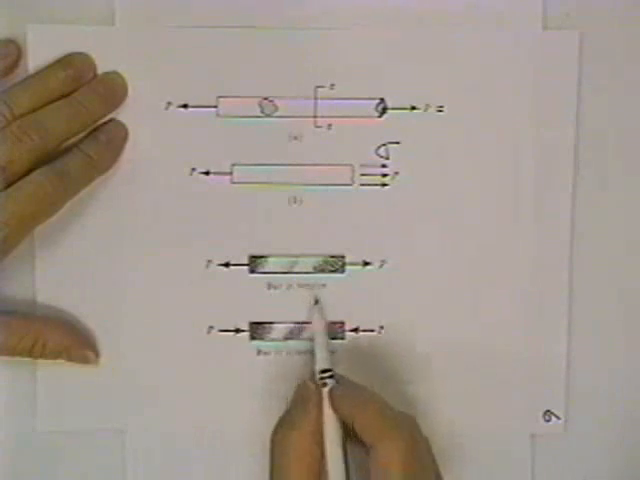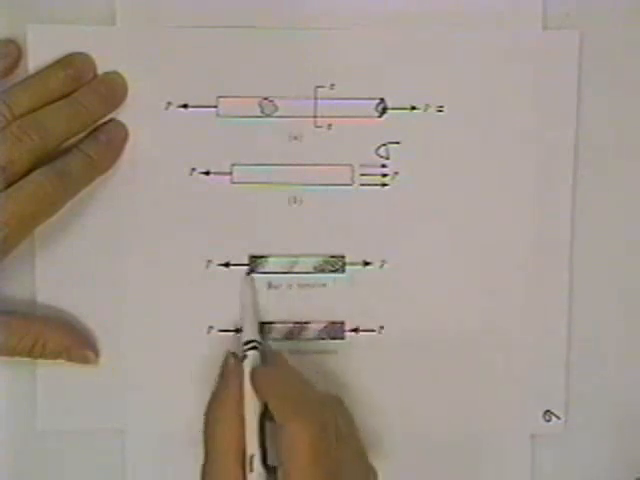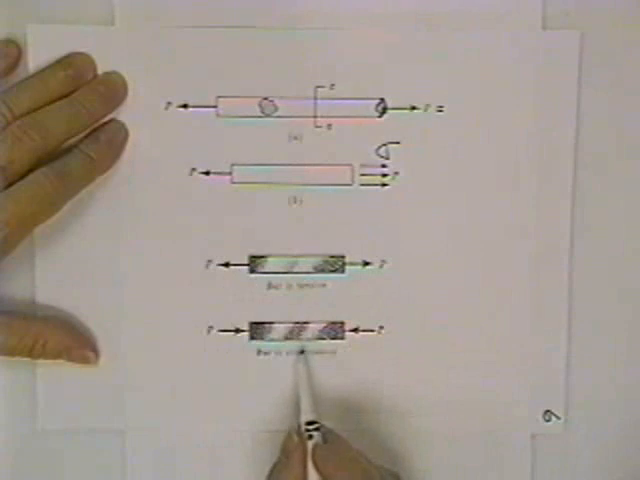If the bar is in tension, that means someone is pulling on both ends of it. If the bar is in compression, that means it is tending to be shortened. It is being pressed on.